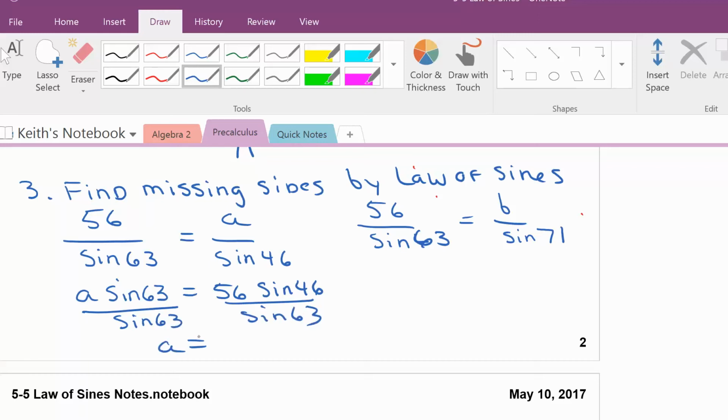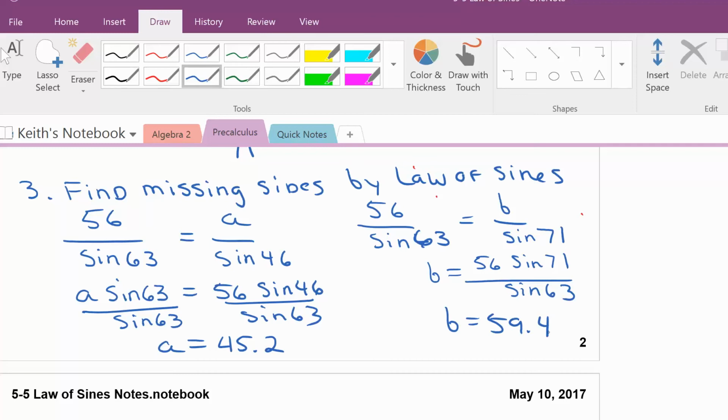And you get a equals 45.2. Here you do the same thing. So b is going to equal 56 times sine 71. But then you have to divide by sine 63. And you get b is equal to 59.4. So those are your missing sides.